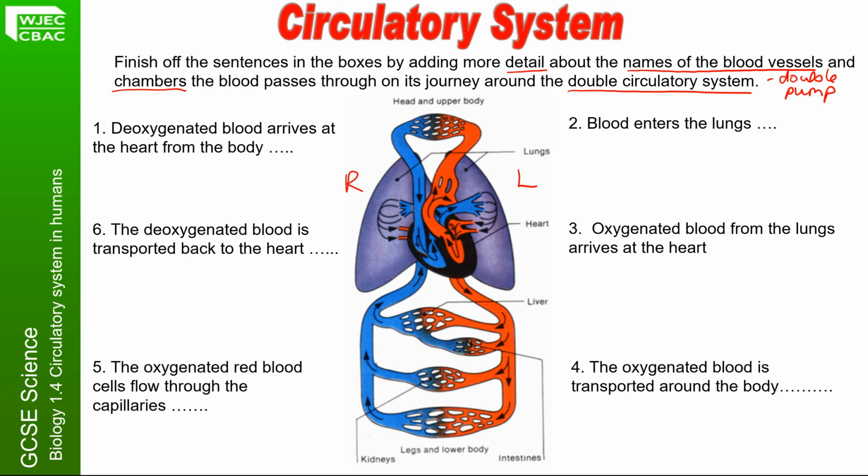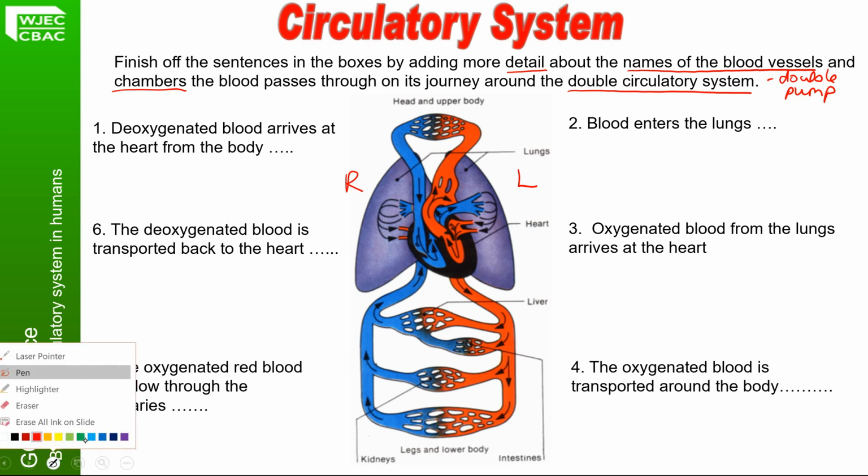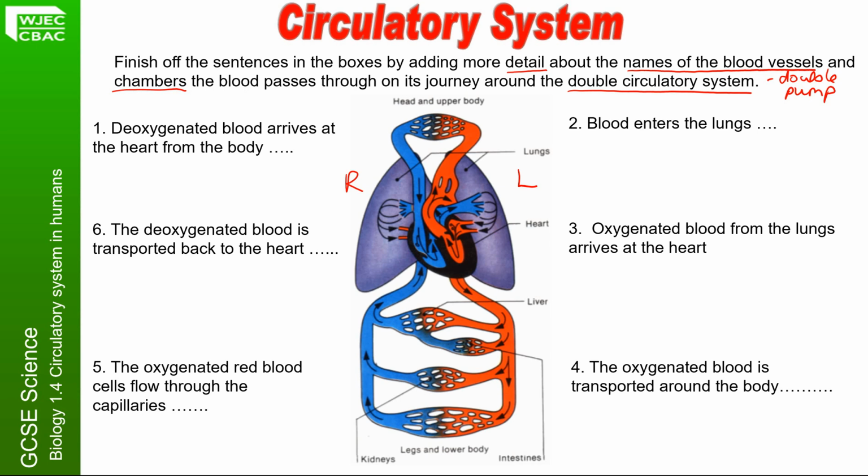So, if we start at number 1, the deoxygenated blood, and I'm going to swap my pen to a blue pen at this point just to make it a bit clearer, is going to arrive at the heart from the body. So we are basically arriving, okay, here, at this point here. This is what we call the vena cava. It's coming from the head, the superior vena cava, but also it's coming from the lower part of the body, the inferior vena cava, okay?